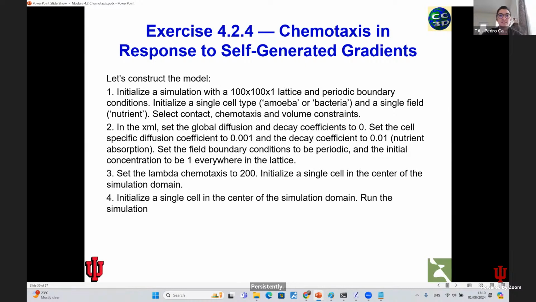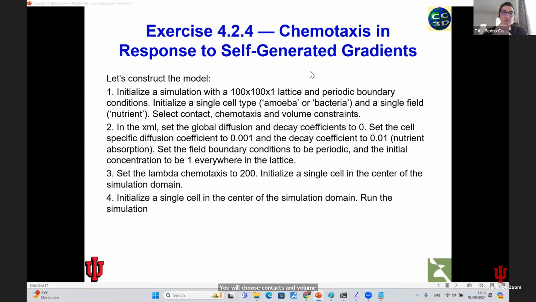So this is the exercise. This will be left as homework. I will describe here what you have to do. You have to create a small square lattice of 100 by 100, create one type of cell, an amoeba, and a field nutrient. You will choose contact, chemotaxis, and volume constraints.